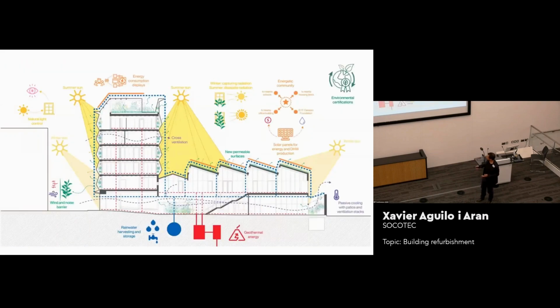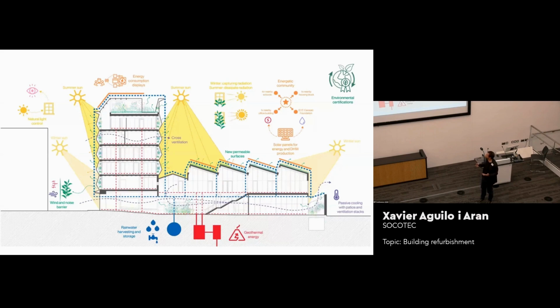This is the whole section. As you can see, we collect the rainwater. We have the ground source heat pump. We have all the solar protection, production on the roof. Even though it's very VAT oriented, we decide to go for it anyway.